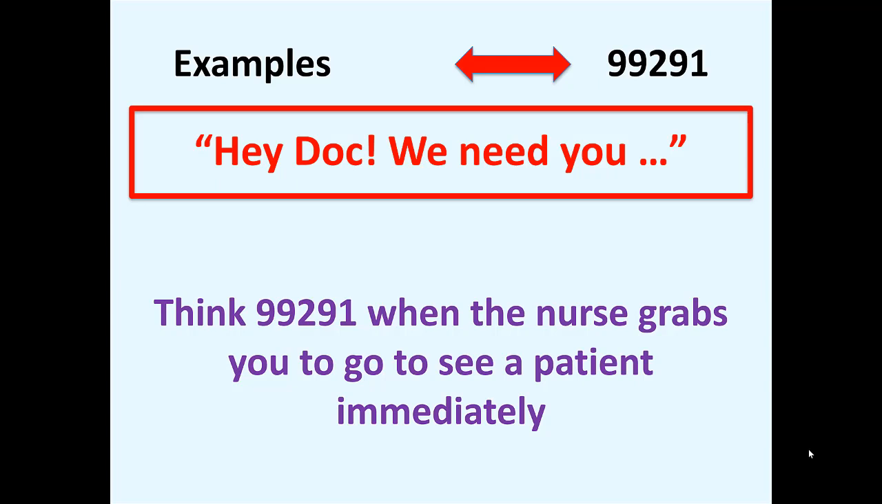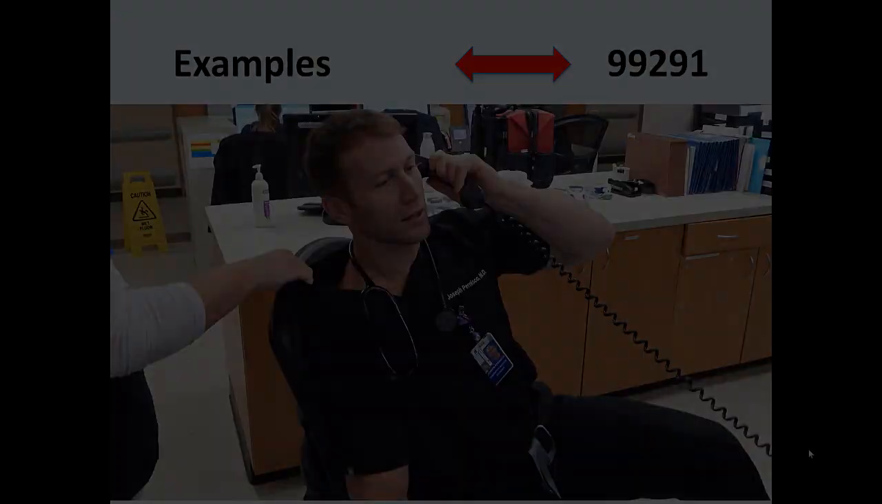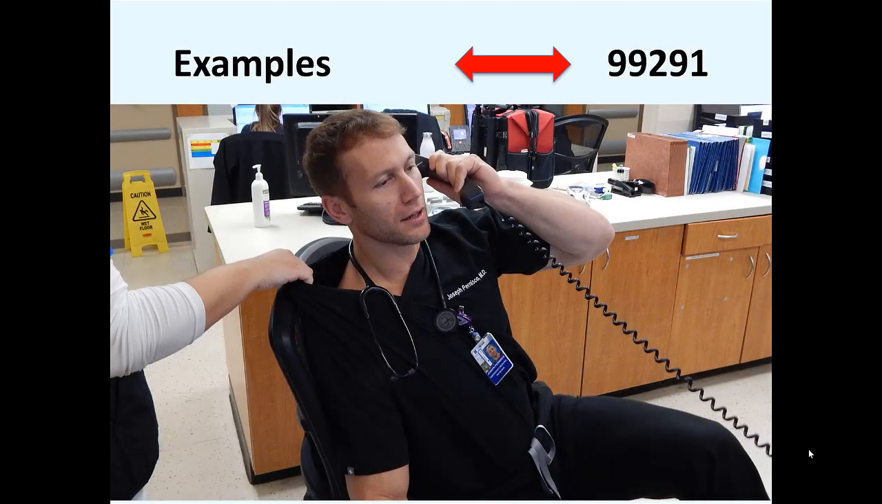Here's a good thing to remember. When any patient is sick enough for the nurse to interrupt you for immediate evaluation, that patient might be a 99291 critical care patient. Typically on every shift, the emergency physician has to halt their work when a nurse grabs them to see a presenting patient who is extremely ill. So keep that in mind. Patients sick enough to interrupt your typical workflow might qualify as 99291 critical care.